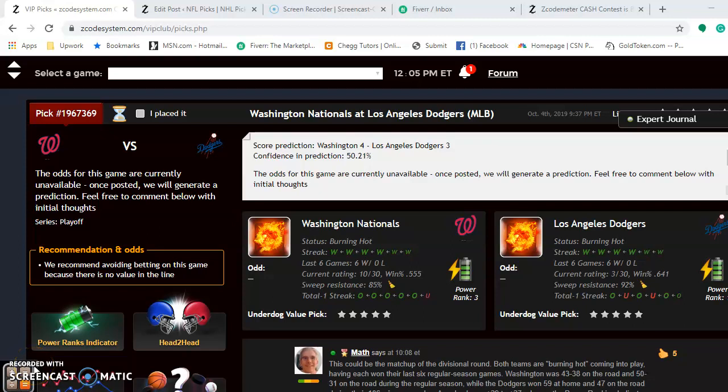Hi, everybody, and welcome again to Zcode Sports System. Here we developed automated systems to help you win big and win big every single week, no matter what sport you wish to bet on. But right now we're focusing on the Major League Baseball playoffs.